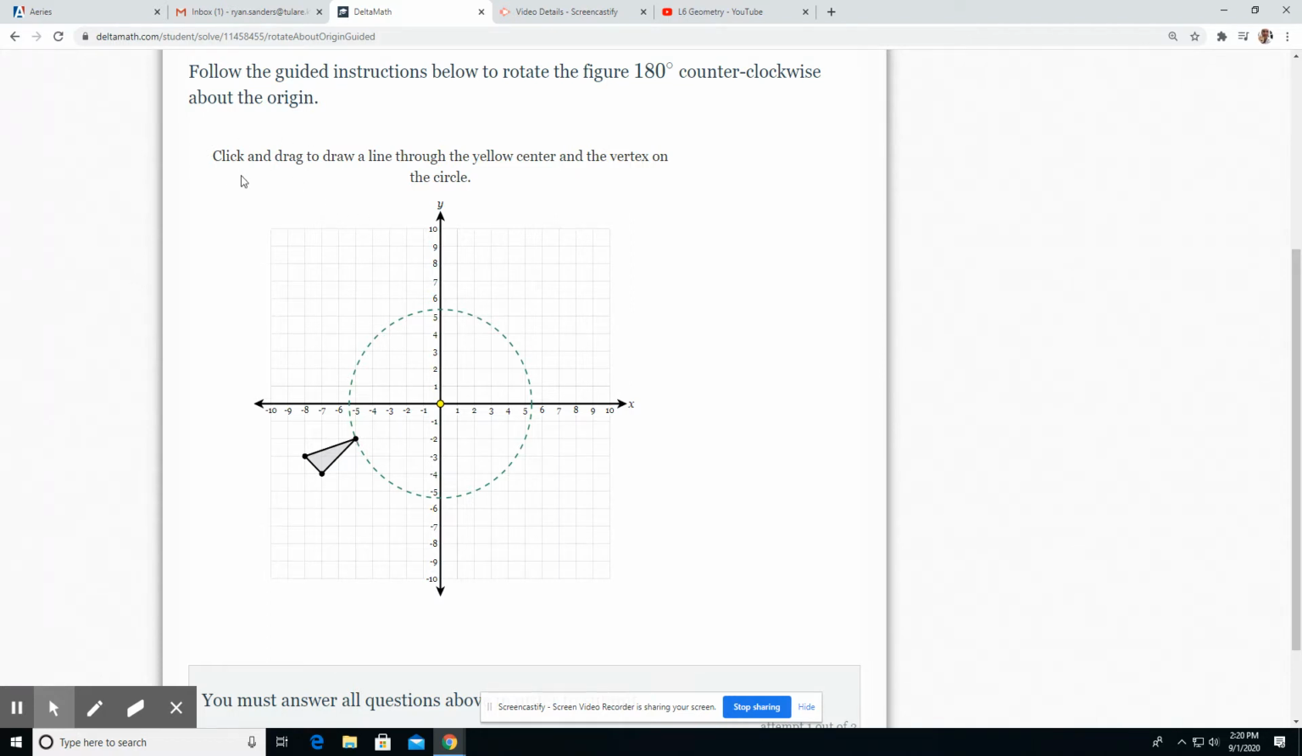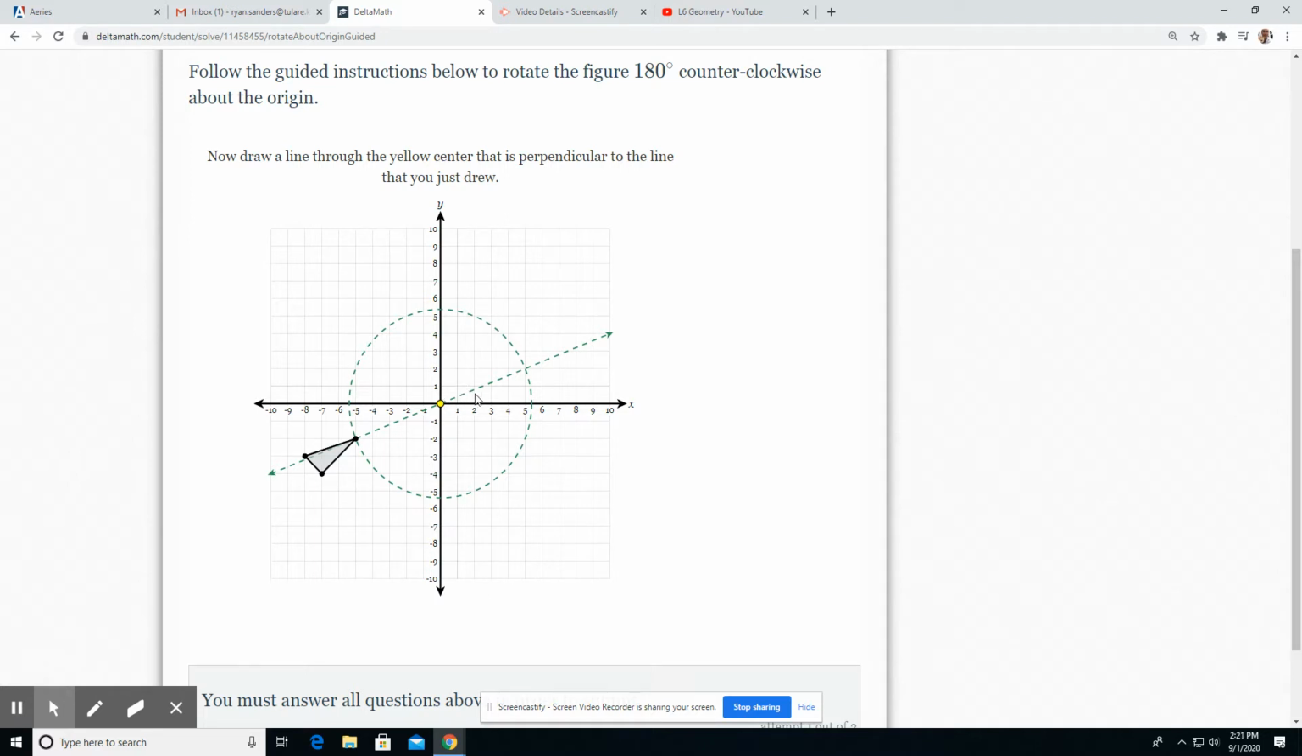Then the directions change. Click and drag to draw a line through the yellow center and the vertex on the circle. So I like to start here at the vertices or the corner, and I draw a line through the yellow. Next one is now draw a line through the yellow center that is perpendicular to the line that you just drew. Do you remember the trick I said for perpendicular? We flip the slope and change the sign.